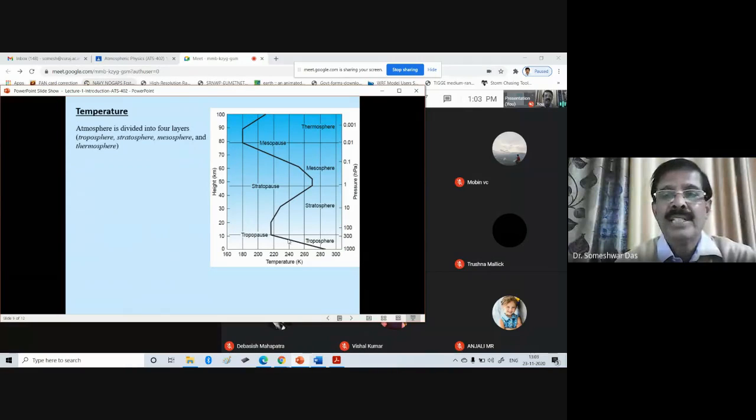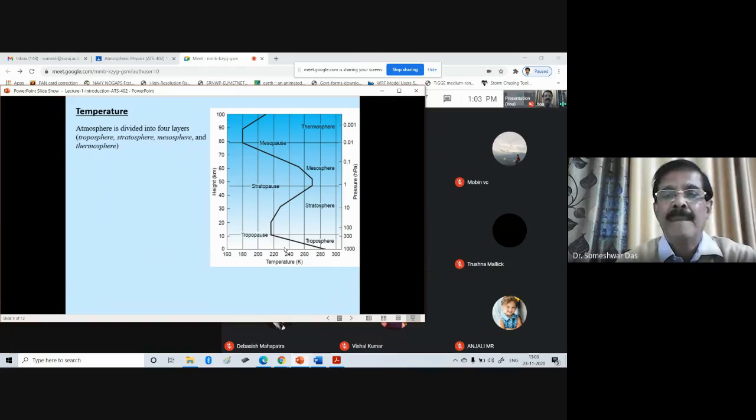So here the lowest layer is the troposphere, although it is showing about 10 or 11 kilometer, it depends upon where. 10, 11 kilometer may be about mid latitude, but we are in the tropics, right? So in the tropics, the tropopause is higher. It can be about 15, 16 kilometer above the mean sea level. The interface between troposphere and the stratosphere is the tropopause.